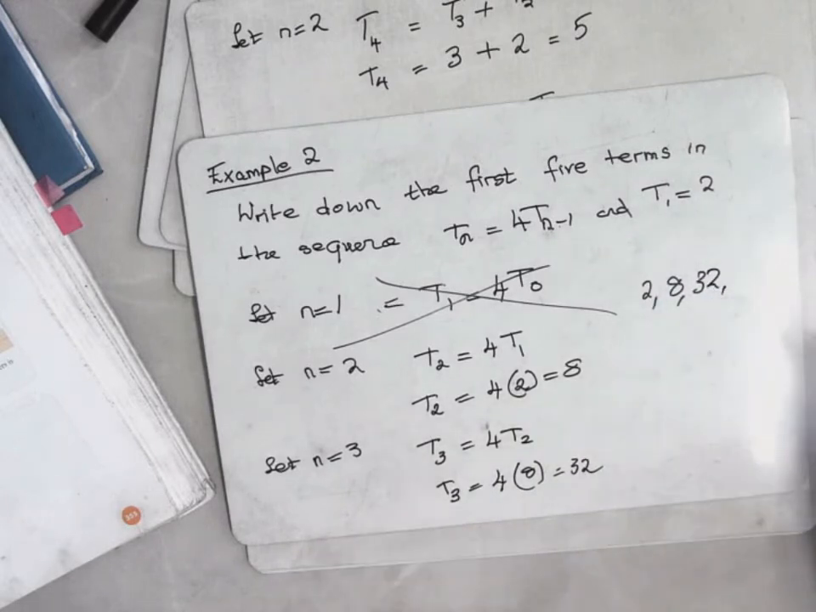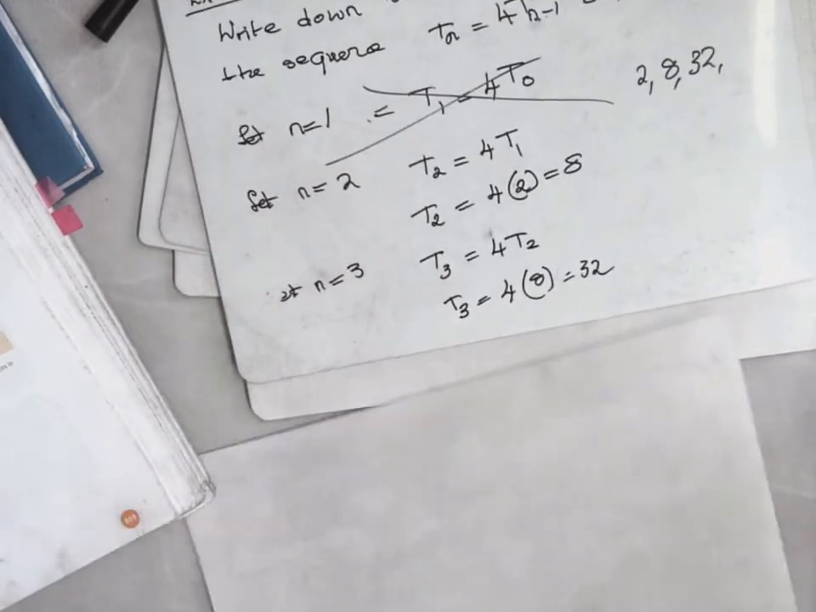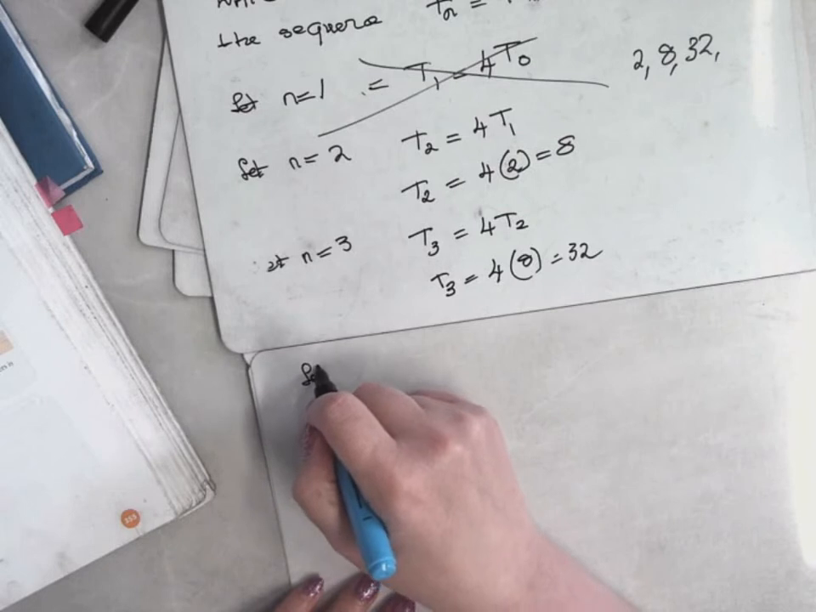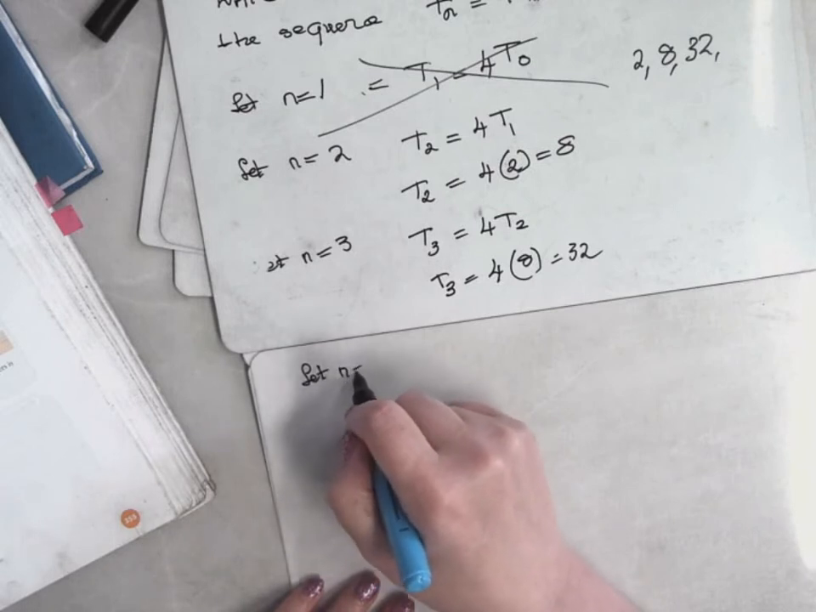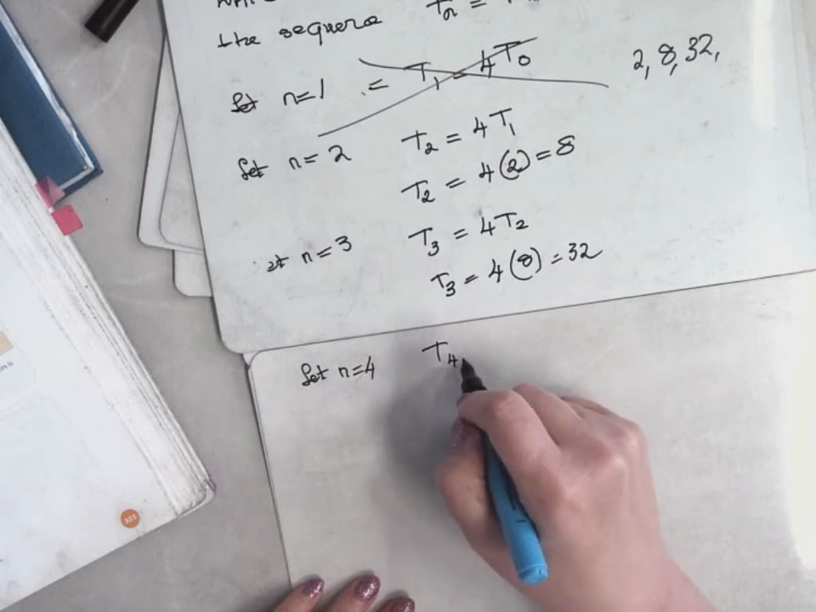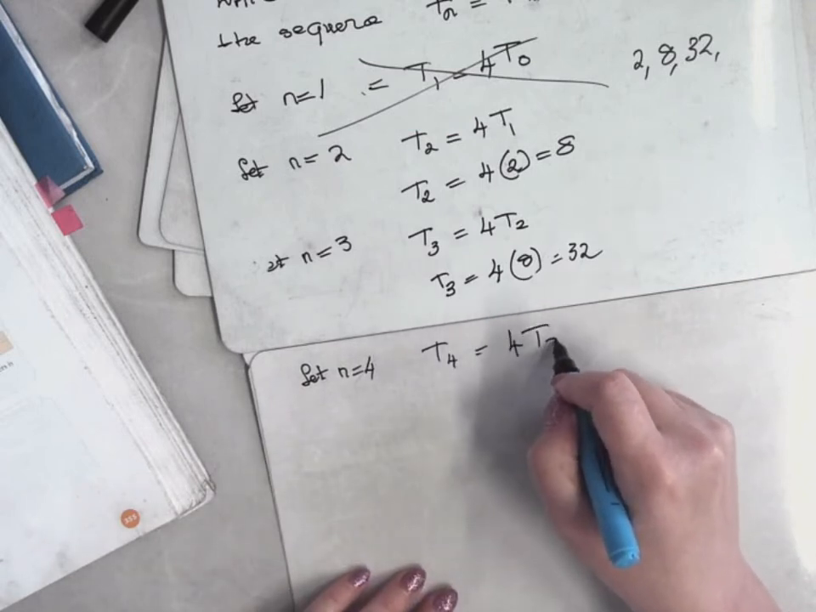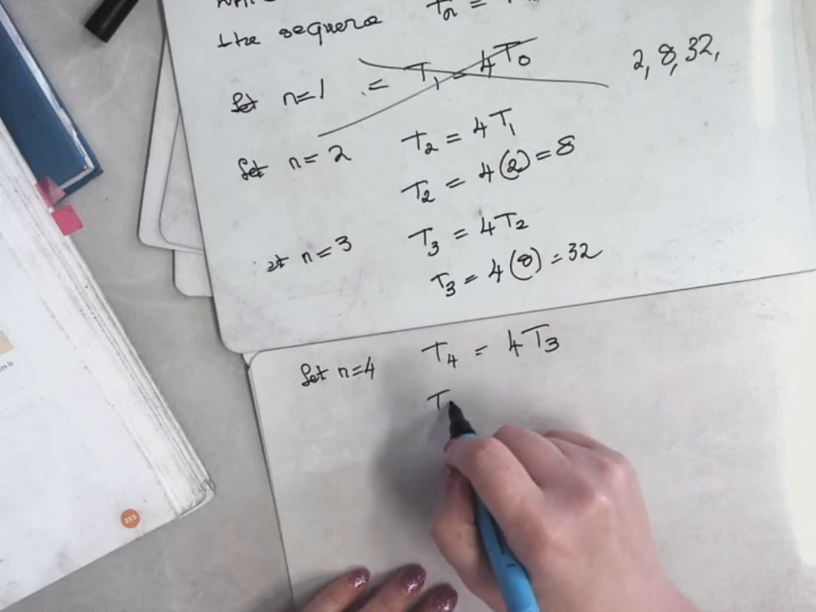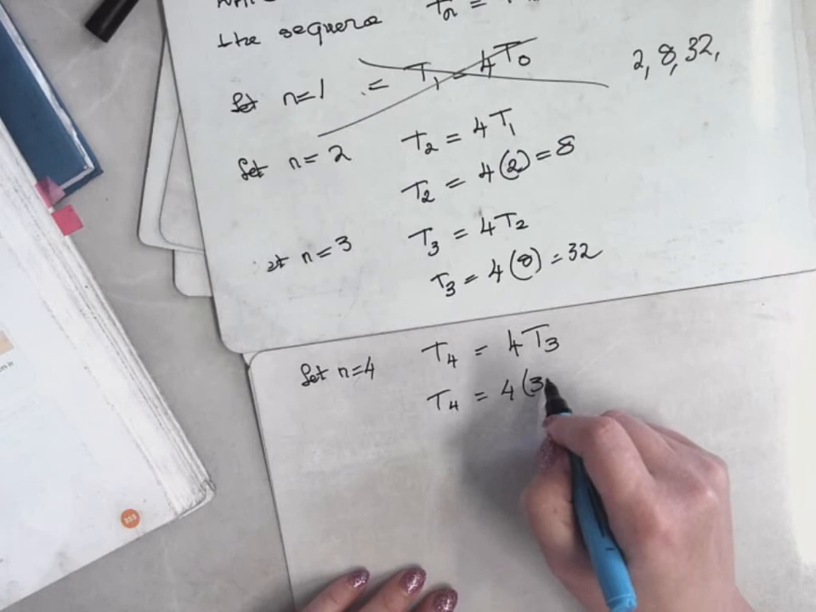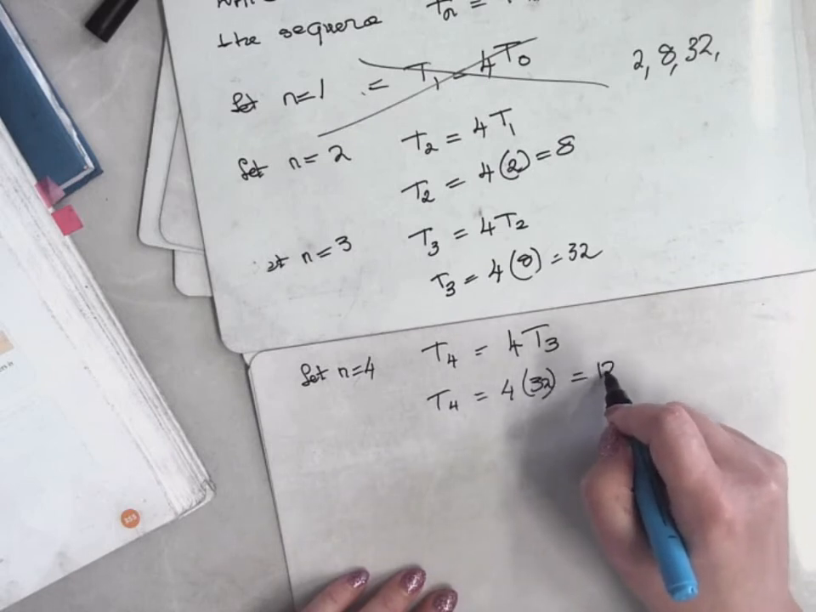Is that okay? Yes, the next one then. Let n equal 4. So that means to get term number 4, it would be 4 times term number 3. So term number 4 is equal to 4 times 32, which is 128.